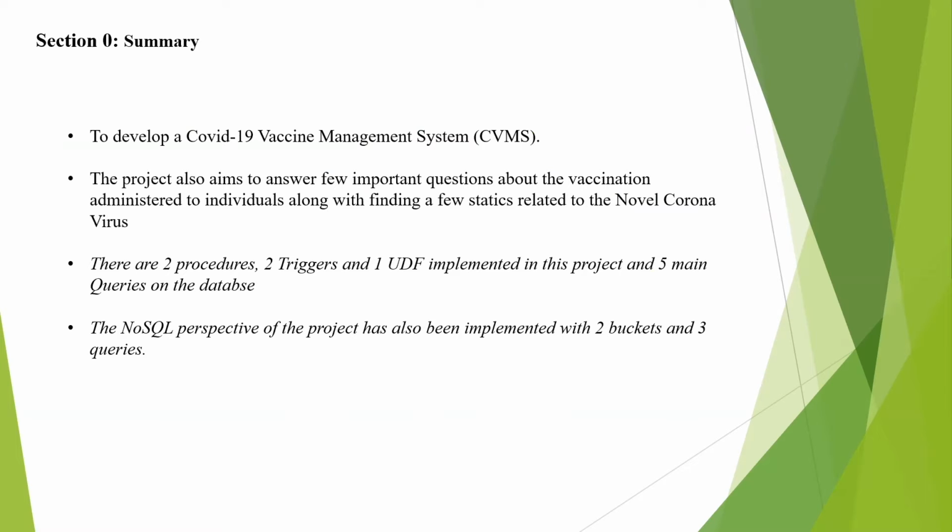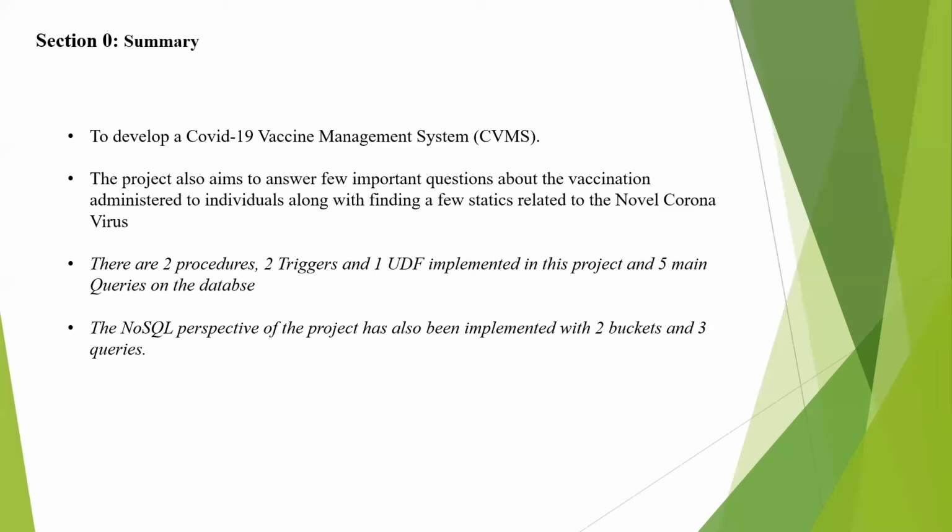Summary. In this project, I've mainly aimed to develop a COVID-19 vaccine management system. The system is used to automatically allot a vaccine administered to an individual based on their age, and also to check that only 2 doses of vaccine have been administered, and that dose 2 is administered only after dose 1. The project also aims to answer a few important questions about the vaccinations administered to individuals, along with a few statistics related to the COVID virus outbreak. The main questions answered by this project are discussed in the upcoming sections.